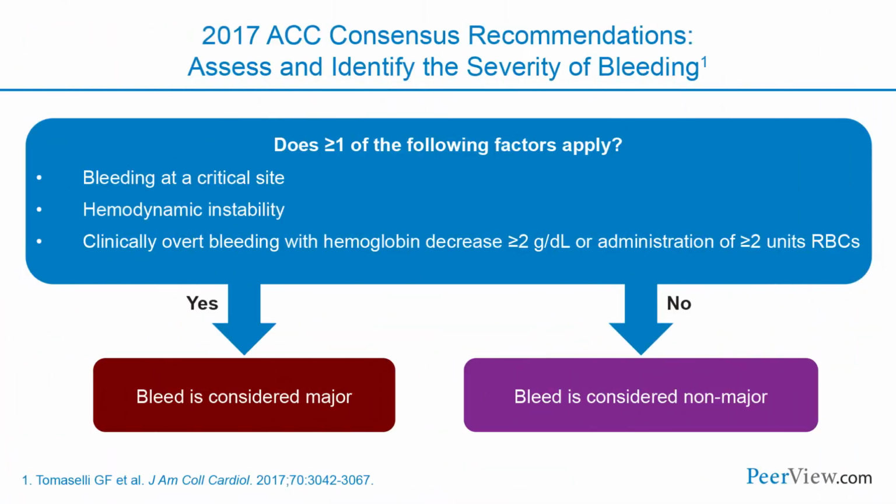But basically, the types of factors that contribute to the concept that the patient may need to be reversed or repleted, and we'll talk about the difference between those two as we go along, are issues like whether the bleeding is at a critical site, especially the brain, if there's hemodynamic instability that's not readily corrected with supportive care, or if there's clinically overt bleeding and the patient is rapidly losing his red cell parameters and you know that things are going to be worse.